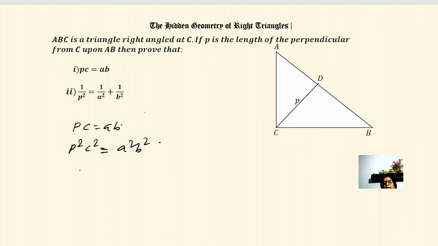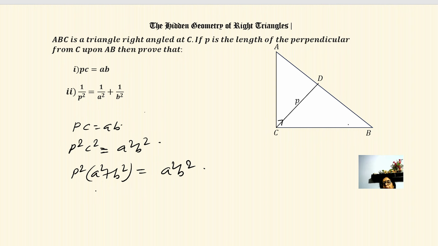So from here we can write down p square, c square can be written. Now, this is a right angle triangle. So c square is the side AB squared, so that can be written as a square plus b square, by Pythagoras theorem, is equal to a square b square.